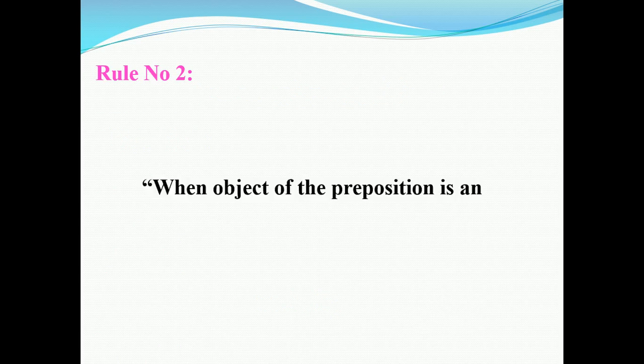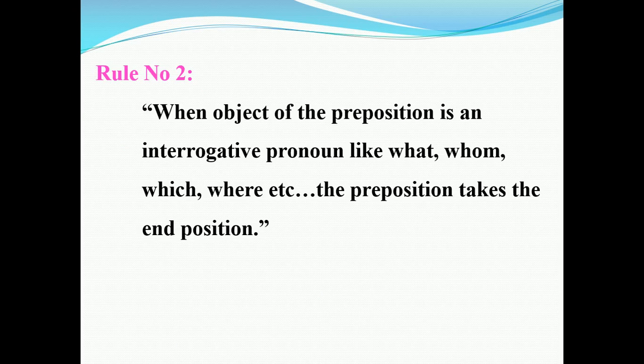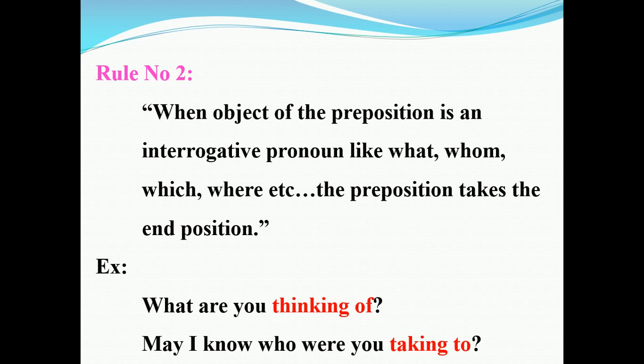What does the second rule say? When the object of a preposition is an interrogative pronoun like what, whom, which, where, etc., the preposition takes the end position. I repeat, when the object of the preposition is an interrogative pronoun like what, whom, which, where, etc., the preposition takes the end position. Let's see one example for better understanding. What are you thinking of? Another example. May I know who were you talking to?